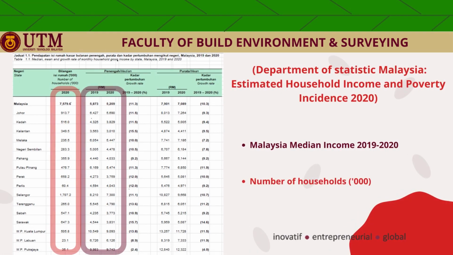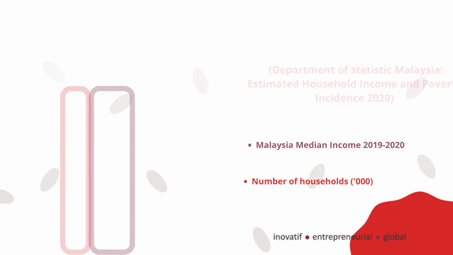Okay, so now let's look at the table beside. This table shows the estimation household income and poverty incident 2020, which is provided by the Department of Statistics Malaysia. So there are two data we are acquiring, which is the Malaysia median income 2019 to 2020, which I bracketed using brown color, and the number of households, which I bracketed using the red color. So we use these two data to indicate the purchasing power for each state, and the effect of COVID will start from 2019 to 2020.